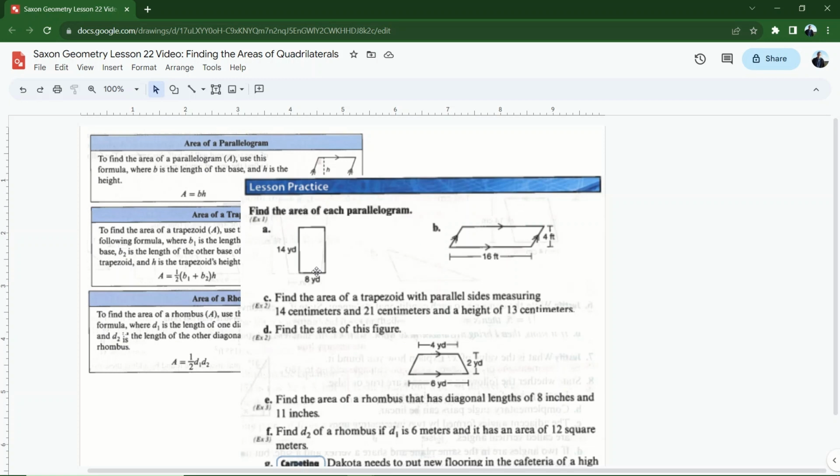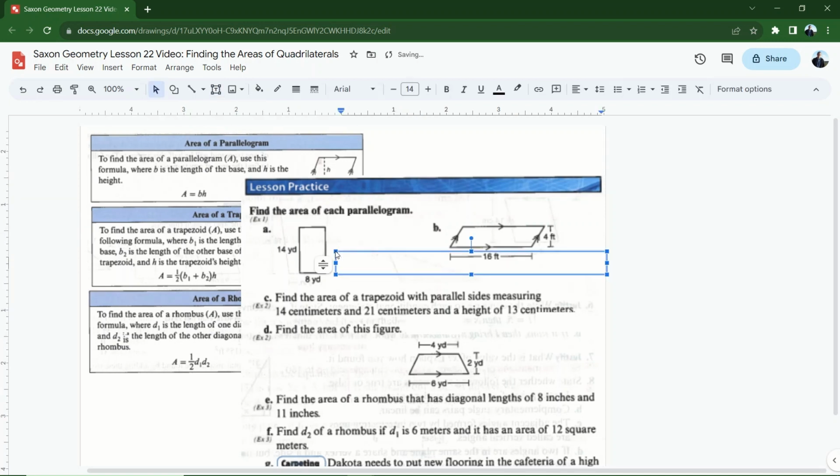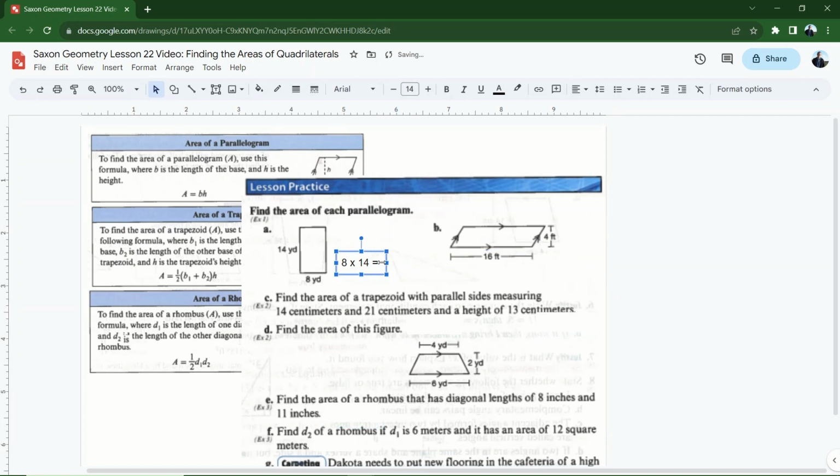Now notice the first one looks an awful lot like a rectangle, but a rectangle is just a type of parallelogram. What I'm going to do here is just base times height. 8 times 14 equals. And if I were to carry that out, 8 times 14, I would find that I get 112, and then because we're measuring both sides in yards, yards squared.